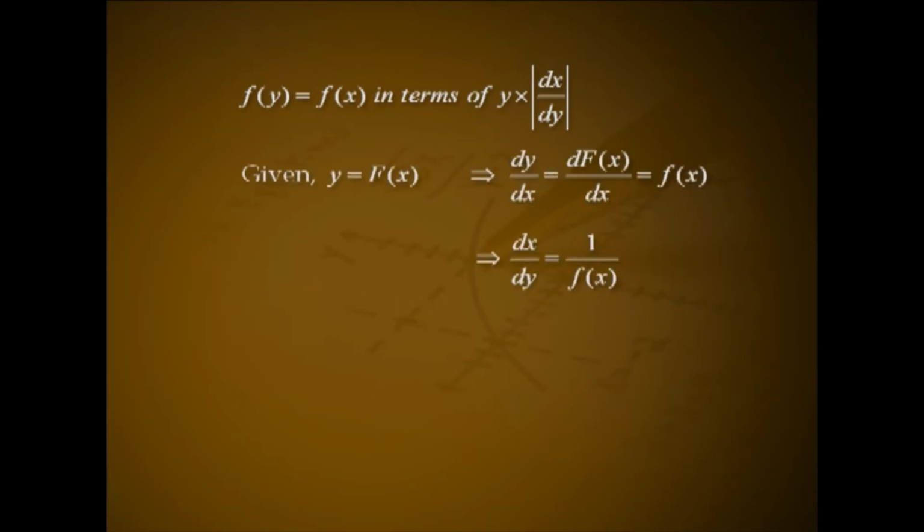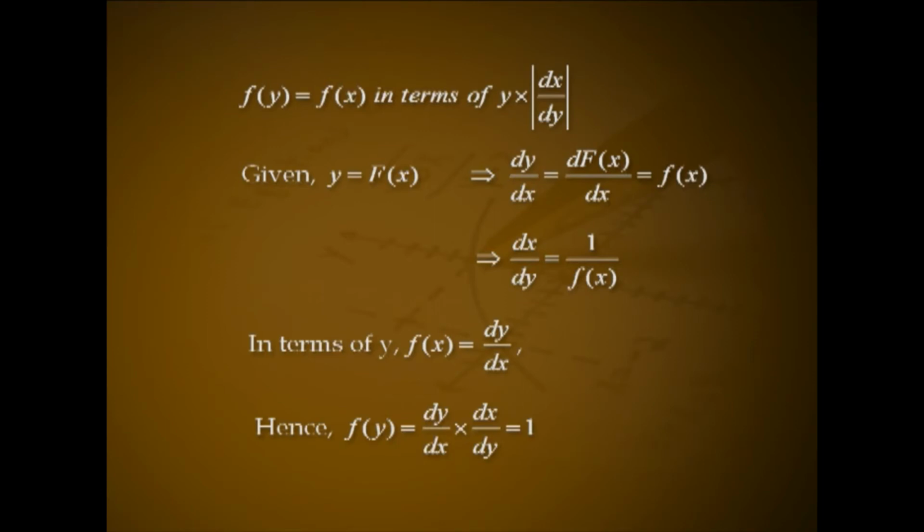Problem 3. X is a random variable with continuous distribution. Find the distribution of Y equal to F(X), where F(x) is the distribution function of X. Solution. By the method of change of variable, f(y) equal to f(x) in terms of y into modulus of dx by dy, given Y equal to F(X). This implies dy by dx equal to d by dx of F(x), that is equal to small f(x). This implies dx by dy equal to 1 by small f(x). In terms of y, f(x) equal to dy by dx.